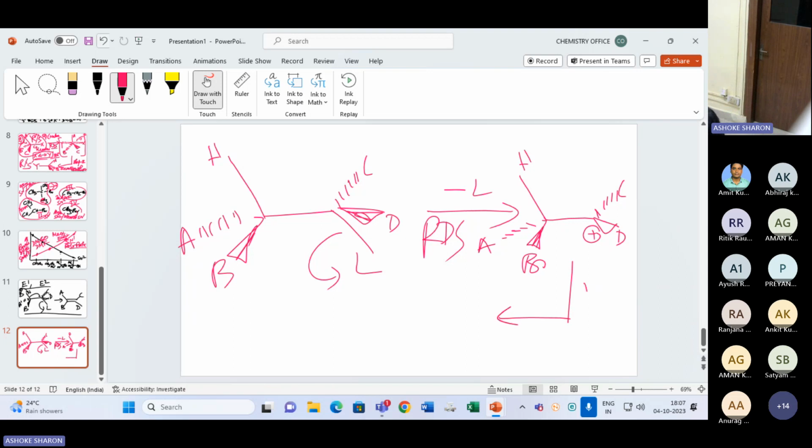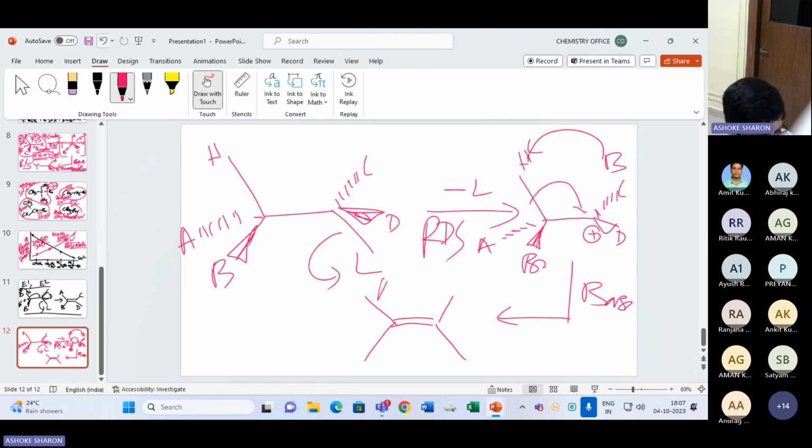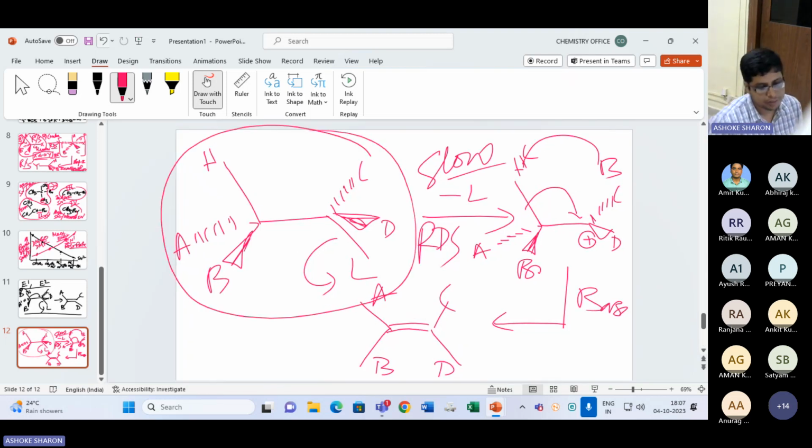Next step, what will happen? You have added some base. So the base will take the proton and it will make a double bond. Then you will get A, C, B, D. This is step 2. This is not the RDS. RDS means the rate determining step, the slow one. So removal of the leaving group is the important one. How many components are involved? Only one component is involved when the leaving group is removed and the carbocation is formed. That is why it is called an E1 reaction.